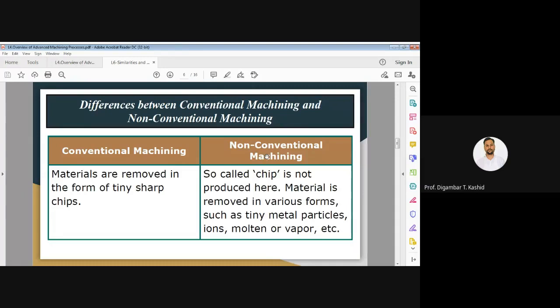Whatever metal is there is removed in various forms, such as tiny metal particles, called debris or craters, or metal particles or ions, because chemical dissolution or ion dissolution is there. Also, in EDM, EBM, or LBM, melting and evaporation will be there. So molten material or vapors will be the forms of the removed matter.